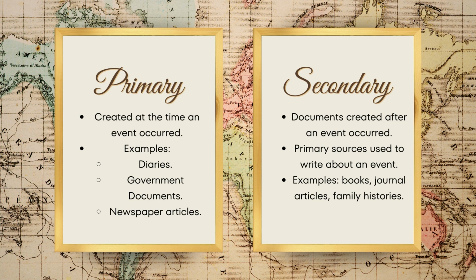Secondary sources document events that have already occurred and are created after the fact. Primary sources are often used to write about events and to create secondary sources. Examples of secondary sources include books, journal articles, and family histories. When you document your family history, you are creating a secondary source using primary materials.